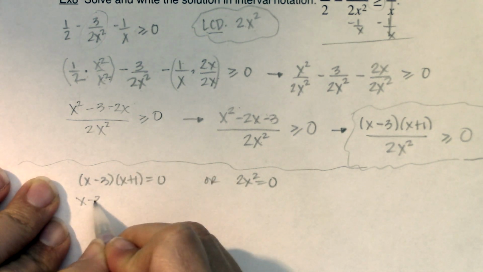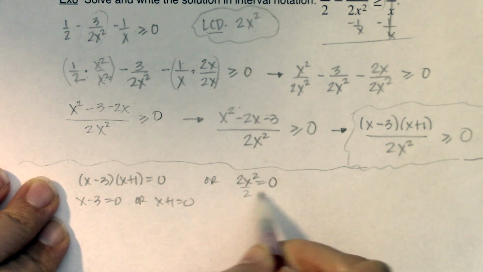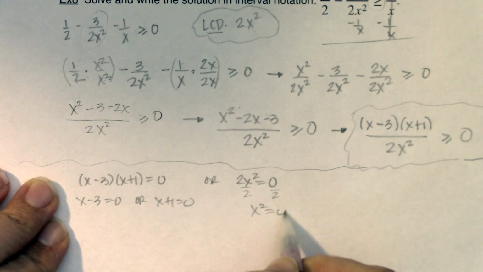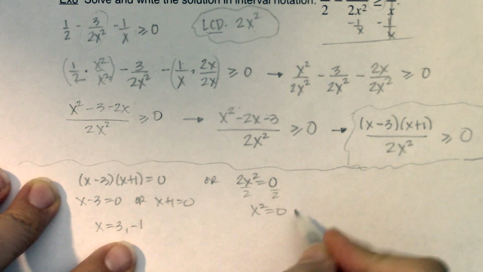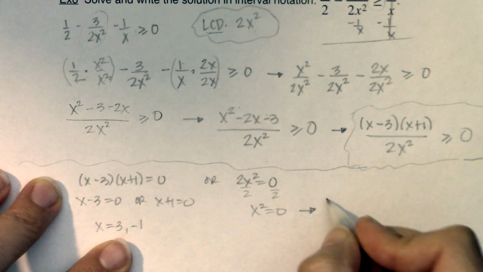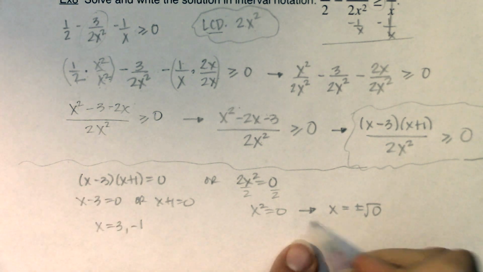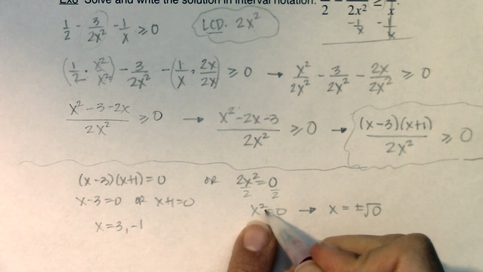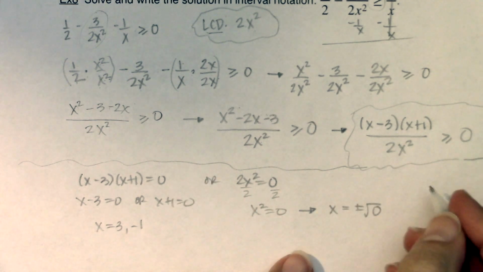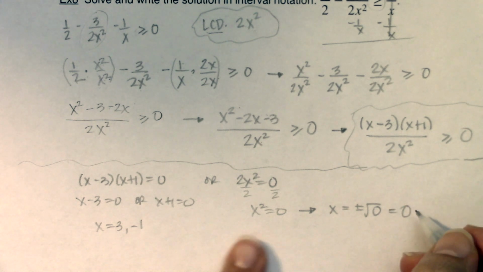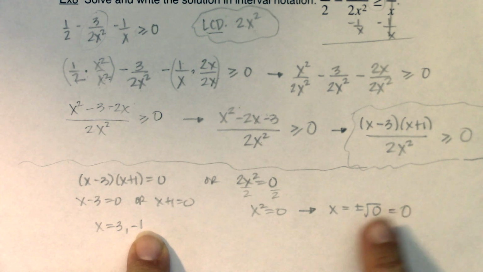So here I would get x - 3 = 0 or x + 1 = 0. If I divide both sides by 2 here, I'm going to get x squared = 0. If I solve these a little bit more, I'm collecting x is 3 or -1. Here, I could square root both sides and I would get x = plus or minus the square root of 0, because that plus or minus shows up when you're square rooting a variable, right? But the square root of 0 is 0, and the positive version of 0 and the negative version of 0 are both 0. So I ultimately have 3 values of x that I want to put on my sign pattern.